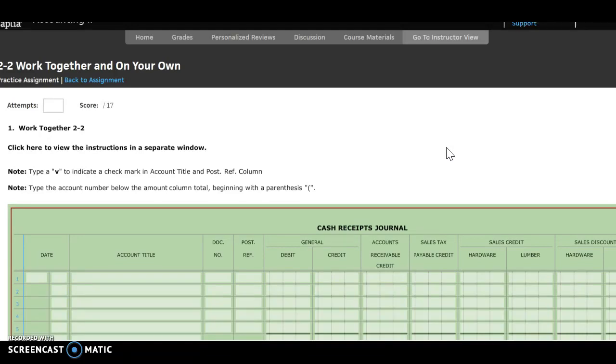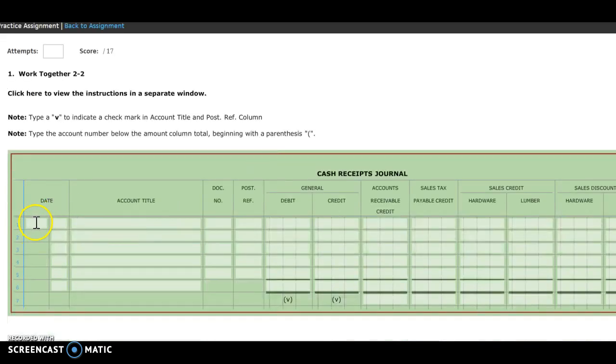Okay, so we're receiving cash. That tells us that we're going to go into our cash receipts journal. So I'll start with my date, which is March 3rd. Okay, and then I need to look at who is paying me. So it's going to be Andrew Holmes. So that's going to go into my account title column. My document number is receipt 445. Nothing for my post reference yet.